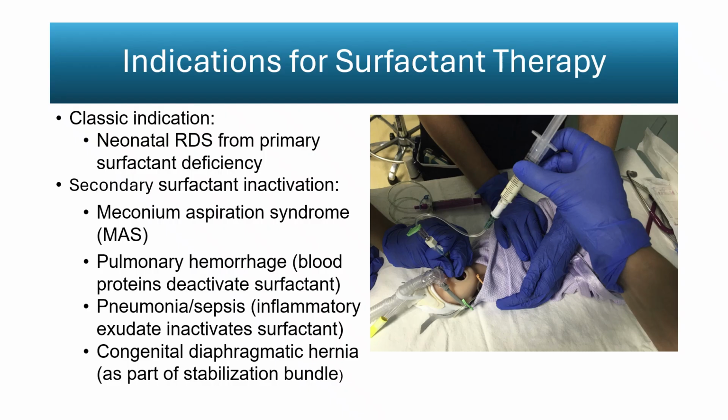Pulmonary hemorrhage introduces plasma proteins that displace surfactant from the interface, while pneumonia and sepsis add inflammatory exudates that degrade its function. In congenital diaphragmatic hernia, surfactant therapy is included in stabilization bundles, since hypoplastic lungs often have insufficient endogenous surfactant. The unifying principle is that therapy is warranted whenever surface tension cannot be controlled by the infant's own system, whether from immaturity, inactivation, or structural underdevelopment.